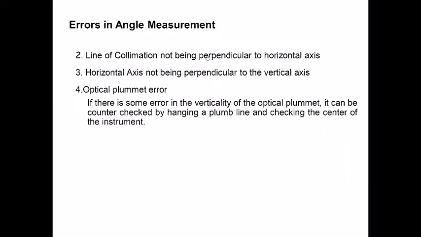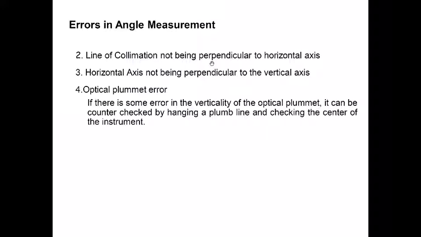Similarly, the line of collimation may not be perpendicular to the horizontal axis. You can rotate your telescope in the vertical plane, but in the horizontal plane, the whole instrument moves as a whole. The angle between the line of collimation, or the line of sight, and the horizontal axis of the instrument is 90 degrees. If that is not 90 degrees, there will always be an error in whatever measurement you take. Similarly, the vertical axis of the instrument may not be perpendicular to the horizontal axis. So the two axes of the instrument are not perpendicular to each other, and that means there will be problems in leveling and taking angles as well.